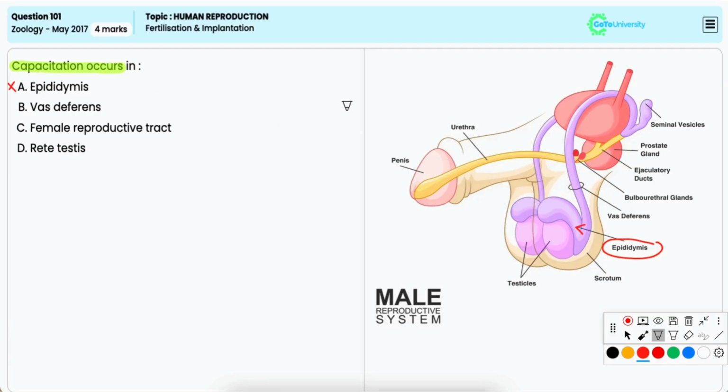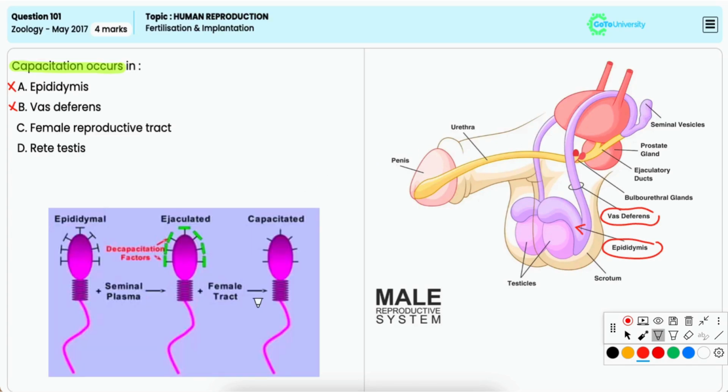Option B, vas deferens. Now it is also incorrect because vas deferens transports sperm during ejaculation. Option C, female reproductive tract.